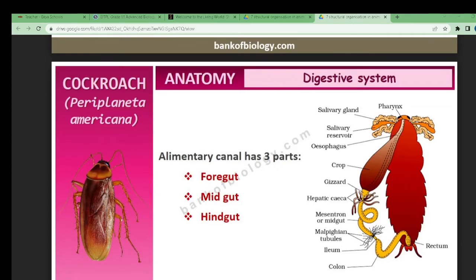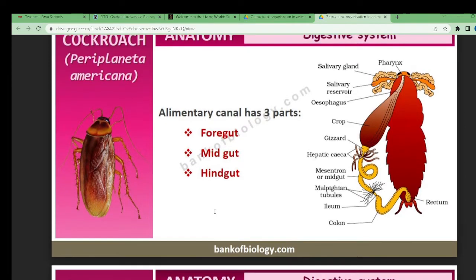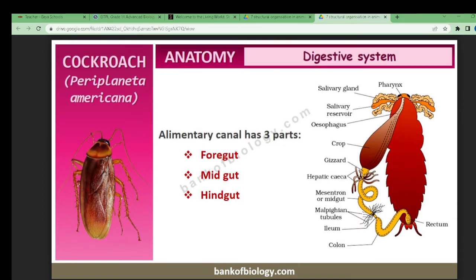Now we'll start the digestive system here. Inside the digestive system, you can see that the alimentary canal has three parts. The alimentary canal contains a foregut, midgut, and hindgut. In the midgut, the intestine is present. You can see that this is the midgut.